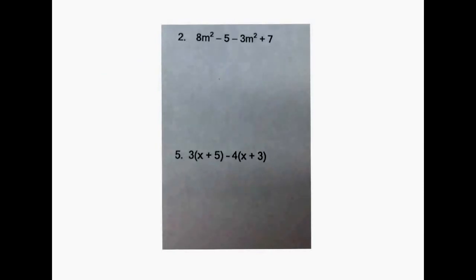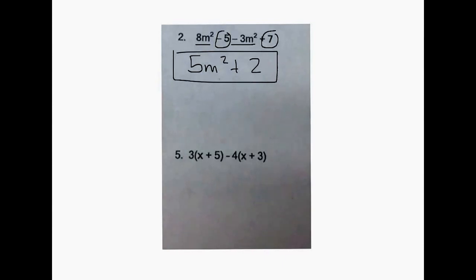Numbers 2 and 5 we're going to do off the top up here. These are just combining like terms. When we add and subtract, we don't do anything to exponents. We don't change them. So 8m minus 3m, 8 minus 3 is 5, and we keep the last name, m squared. Negative 5 plus 7 is positive 2, and we're done. This is the same stuff we learned earlier in the year. It's just combining like terms.